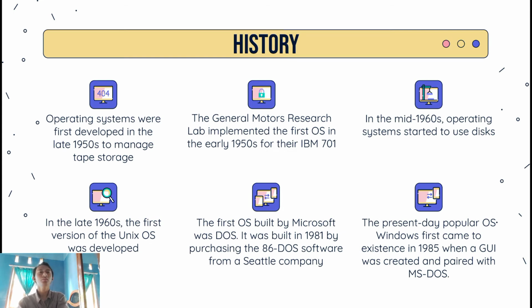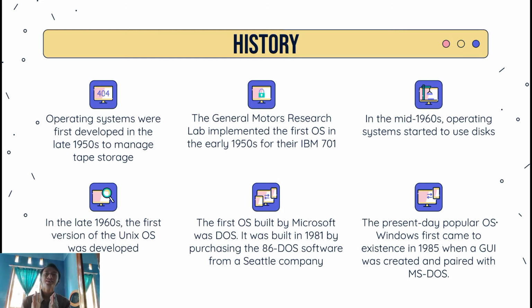After that, in the mid-1960s, operating systems started to use disks. Before this, an OS was actually not running on a disk. It ran on, I forget the name. You can search it on Wikipedia. I already saw it, but I forget now.